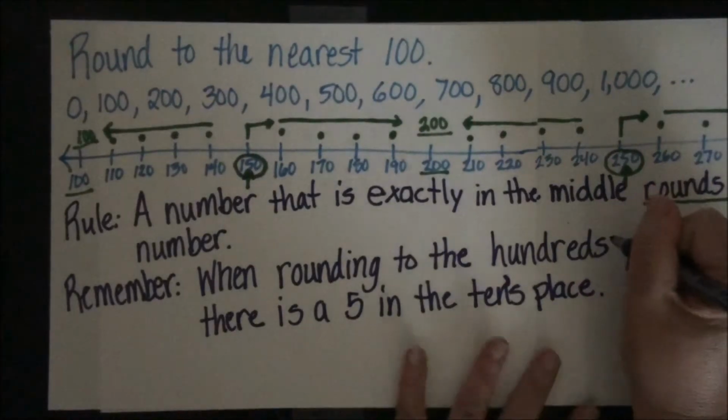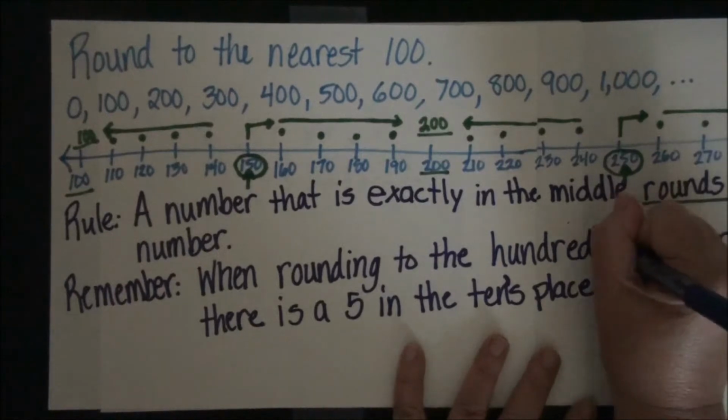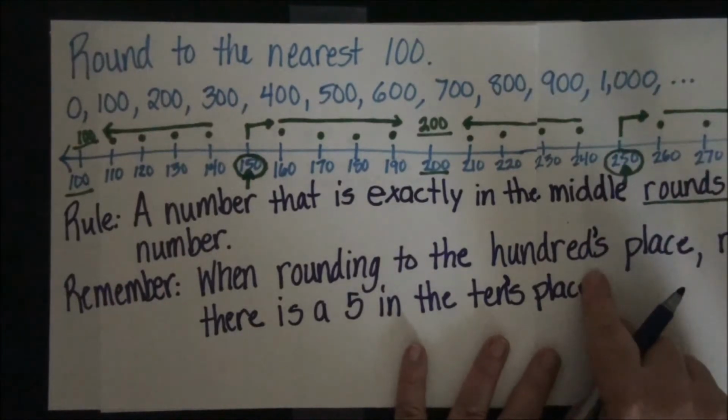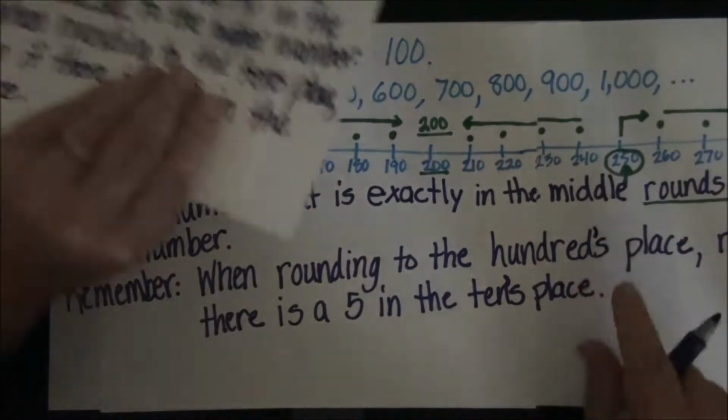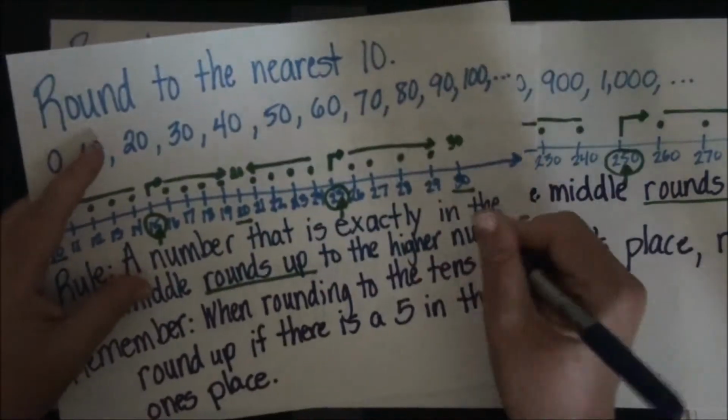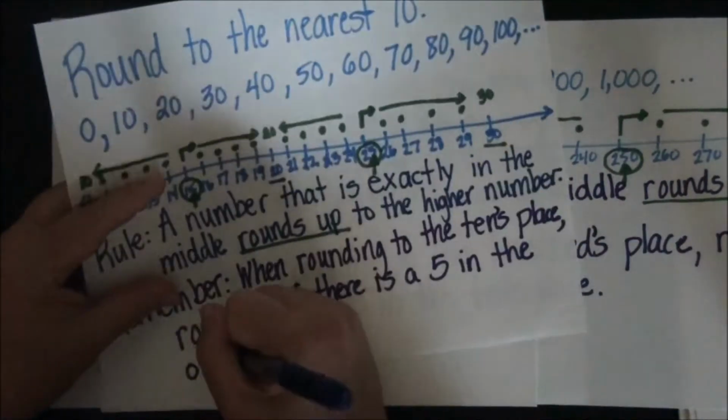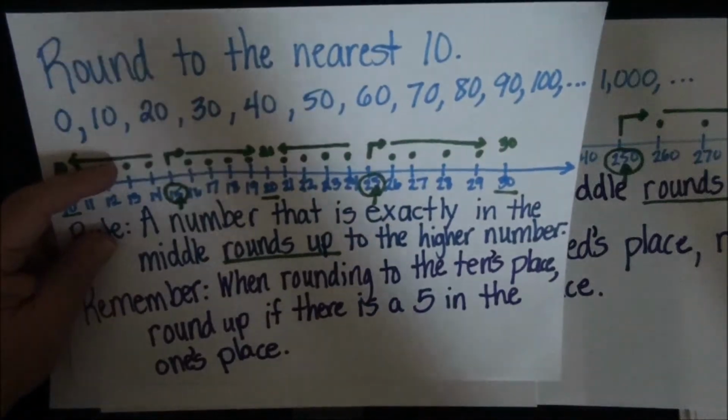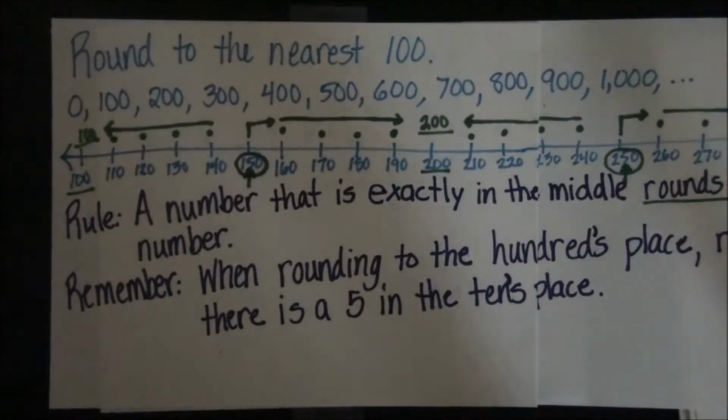Okay, so I need to put the apostrophe here to show ownership, and actually I need to do it on this page too. Let me fix that. Tens place, ones place. I think that's it on there. Okay.